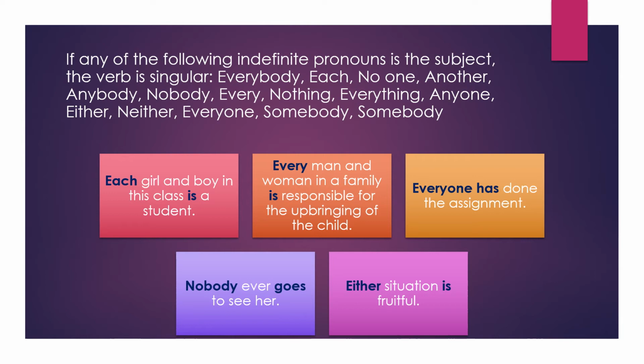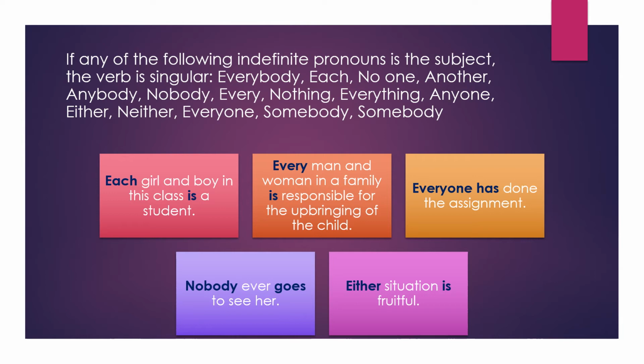We are not using the pair. It is only either as subject or neither as subject. Let us have a look at the sentences. Each girl and boy in this class is a student. Each is an indefinite pronoun. It is used as a subject phrase, each girl and boy. So each girl and boy means we are talking of one individual at a time. In this class is a student, a singular verb.